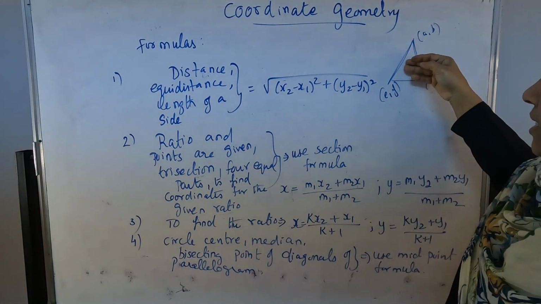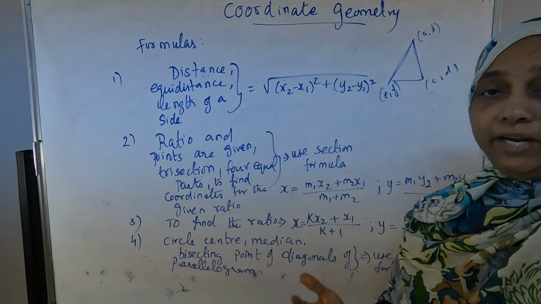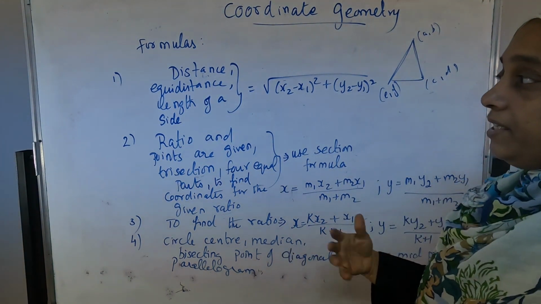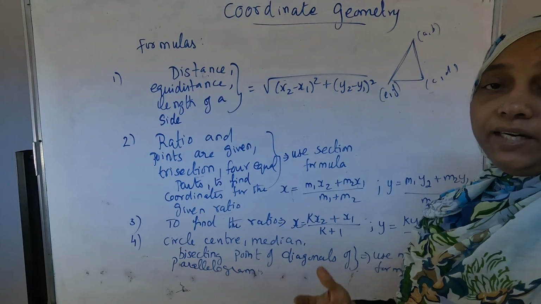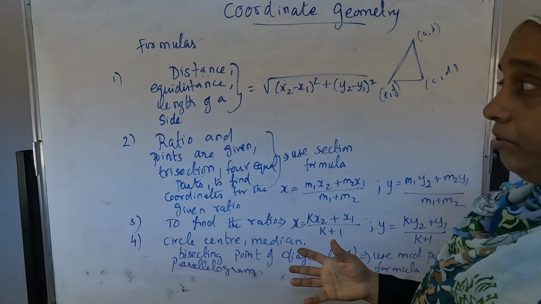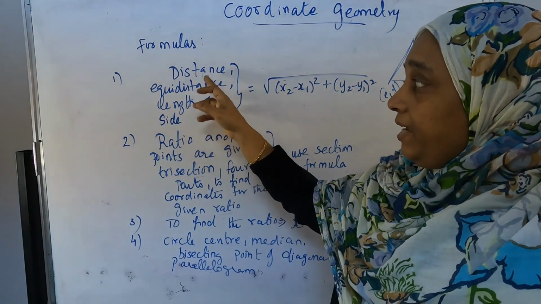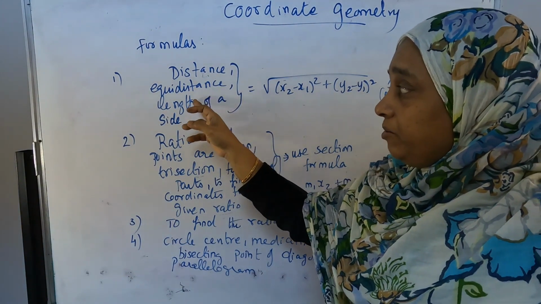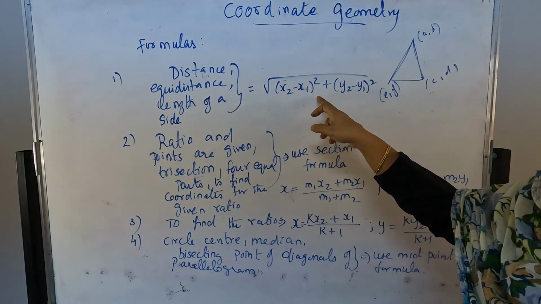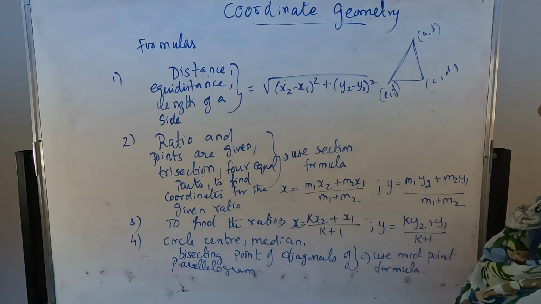I am representing a triangle here, but any other polygons they can use. Otherwise, some distance or some length they can use. Whatever the wording, distance, equidistance, length, if they use such words in the questions, you have to use the distance formula only.